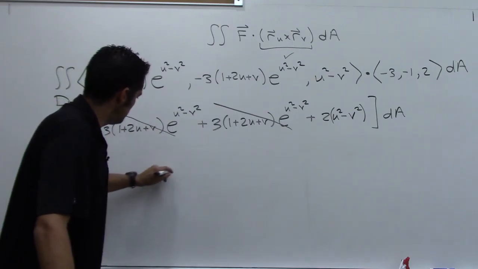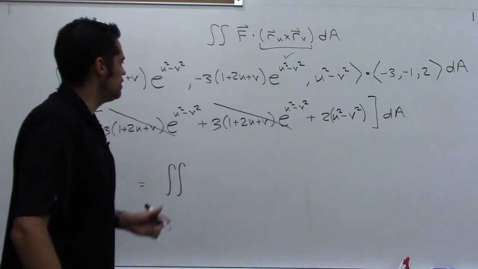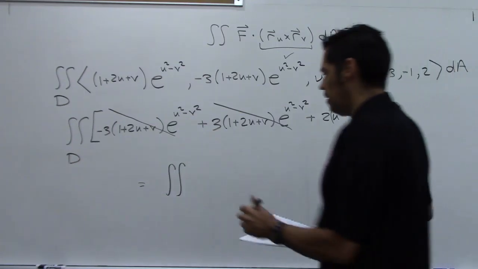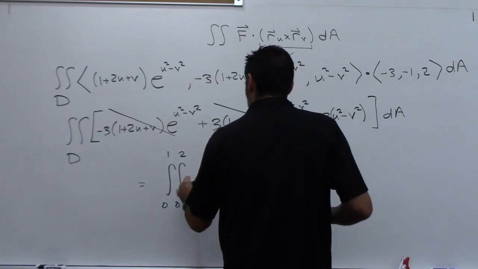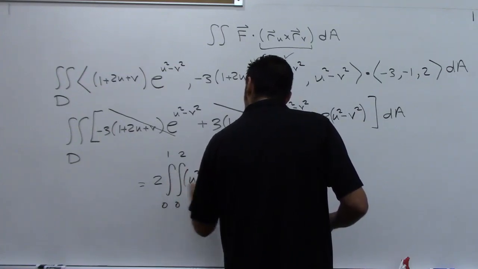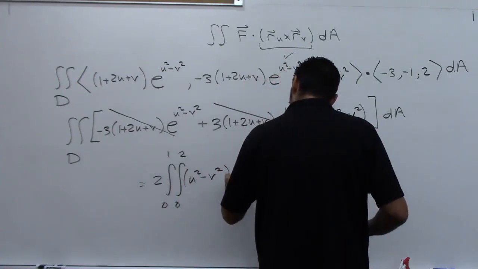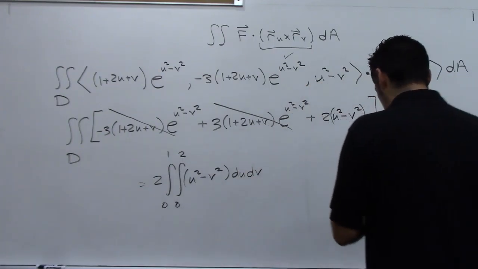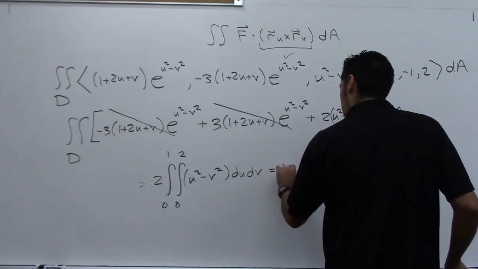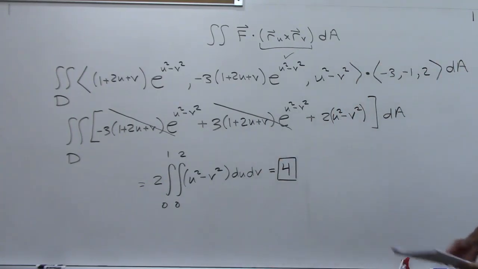So this equals the double integral, and then I'll go ahead and put the limits of integration on here now. Our restrictions are 0 to 1 on V, and 0 to 2 on U. And then I've got the 2, I'll bring the 2 out here, and then I've got U squared minus V squared du dV. And that's it. That's a pretty straightforward integration here. And when you work through that, you should get 4. Okay.